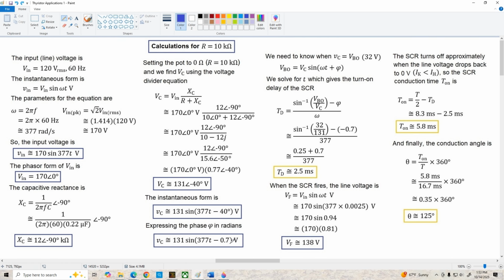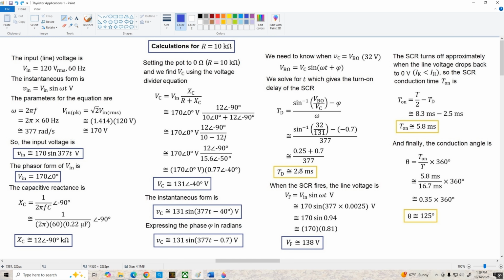Now, this phase lagging voltage is applied to our 4-layer diode, and we know it breaks over at 32 volts. So what we're going to do is substitute that into the equation, solve it for t, and when we go through the algebra, we end up with a time delay of 2.5 milliseconds. So that accounts for the voltage division, reducing our peak voltage from 170 to 131, and a phase lag of 0.7 radians.